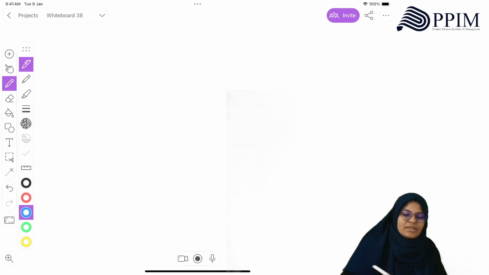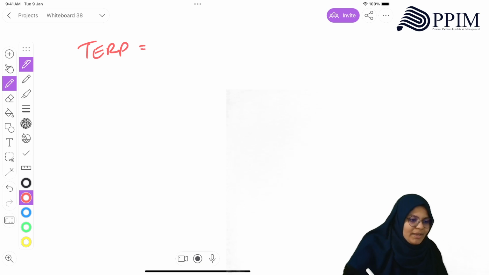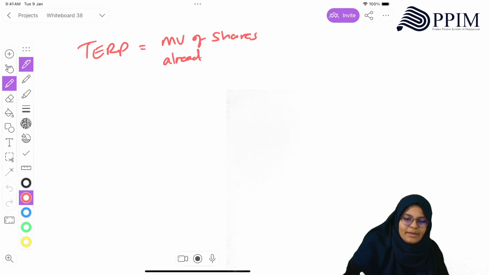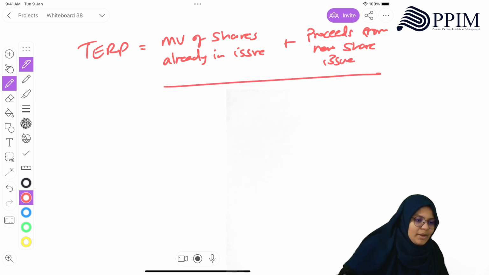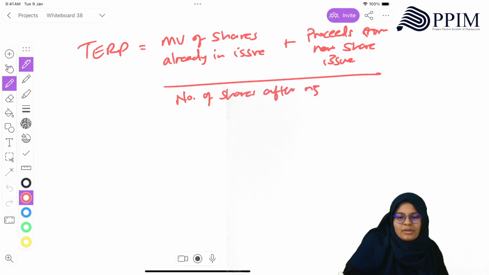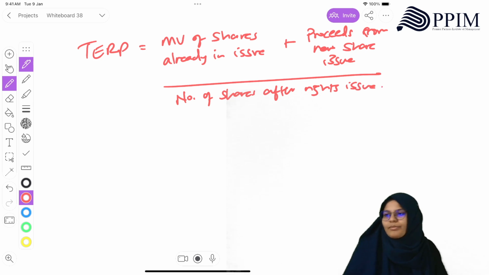So first step, guys, honestly, is to take down the equation, right? Because only then you will know what you are looking for, right? So TERP is the market value of shares already in issue plus proceeds from new share issue divided by number of shares after rights issue.